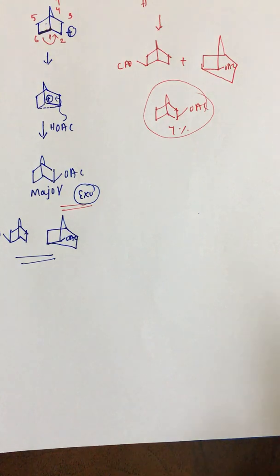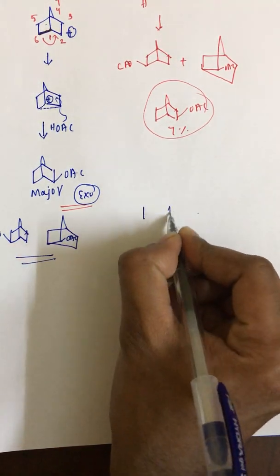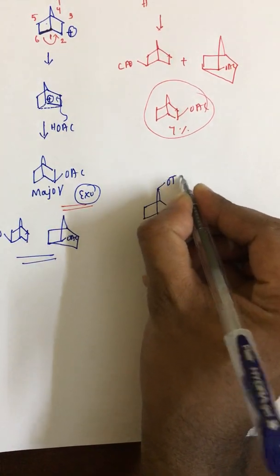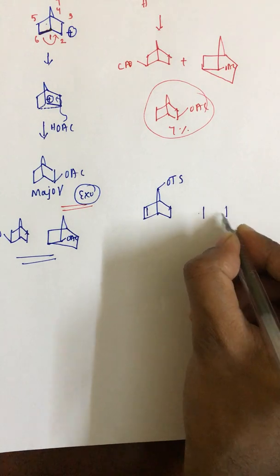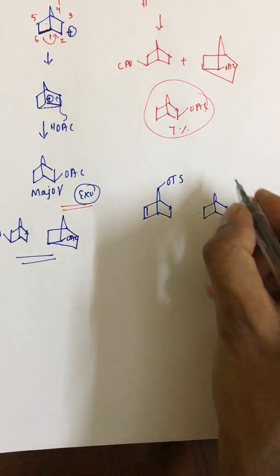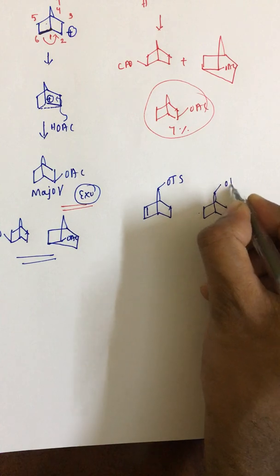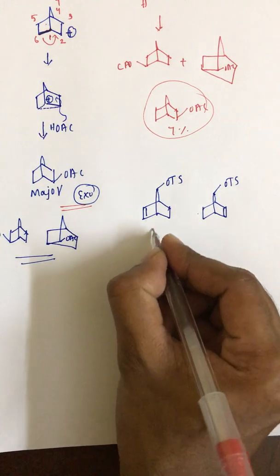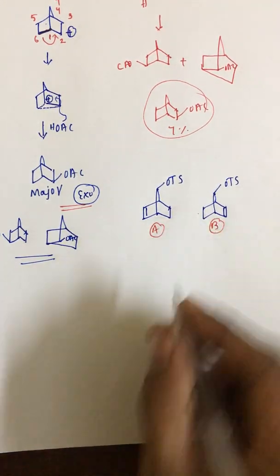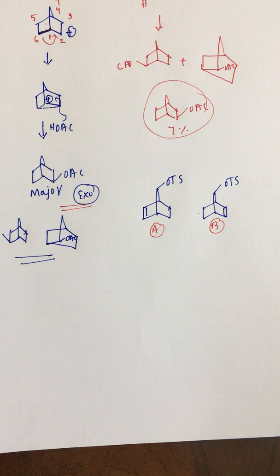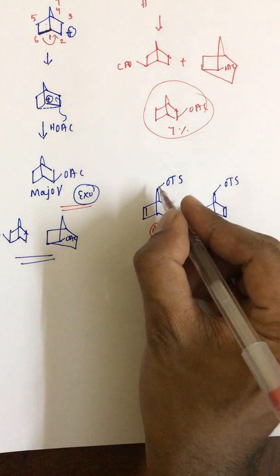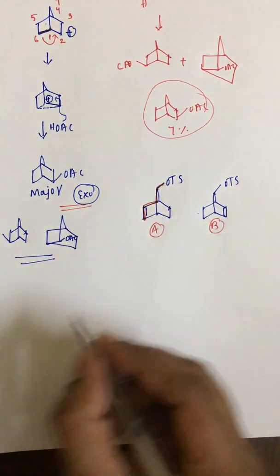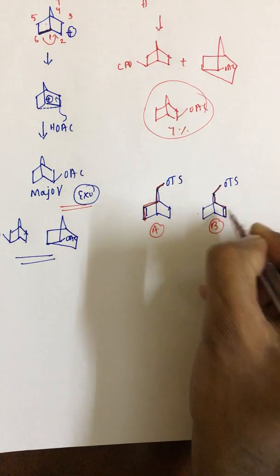And in case of bicyclic compounds, the double bond also can be involved in neighboring group participation. I think this question was asked in the GATE exam this year. Among these two, in this compound we have a double bond, and here also we have a double bond. So which double bond will be involved in neighboring group participation? Just remember, as I said, it should be a W shape. So here we have a W shape, but here we don't have a W shape.